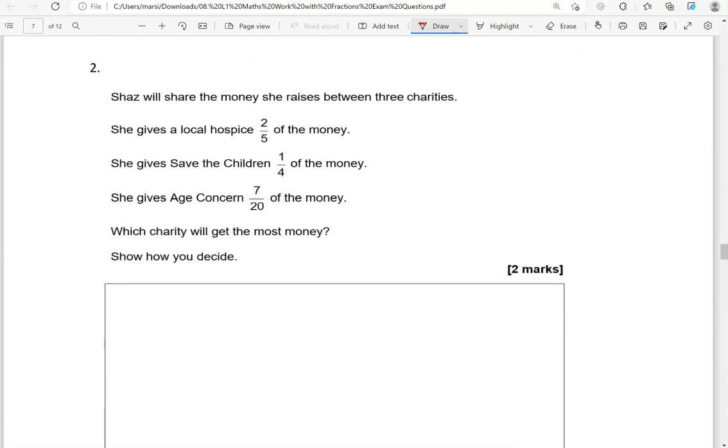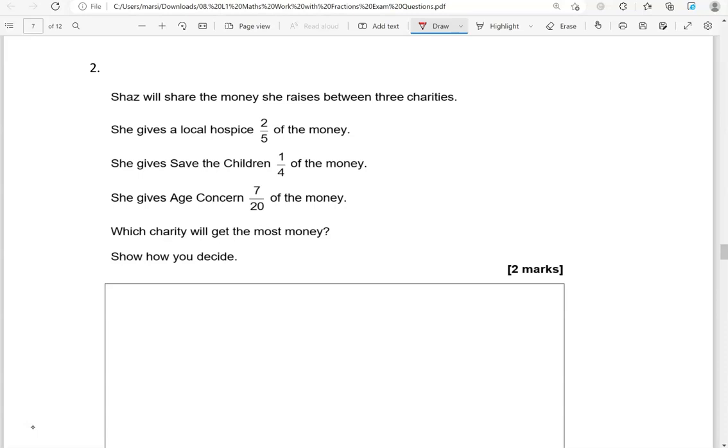Shaz will share the money she raises between 3 charities. So Shaz is raising some money for charity. She gives a local hospice 2/5 of the money. She gives Save the Children 1/4 of the money. She gives Age Concern 7/20 of the money. Which charity will get the most money? Show how you decide. So it's a case of comparing the fractions. We've got 2/5, 1/4, and 7/20.